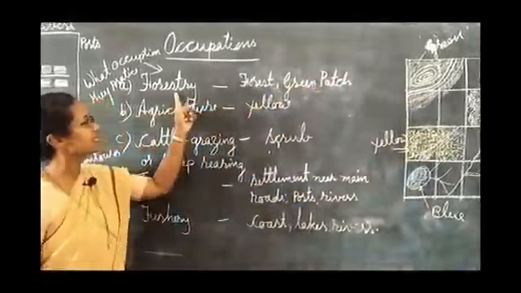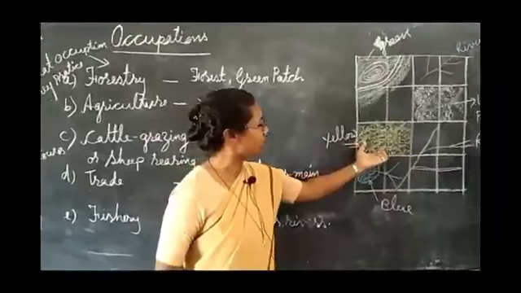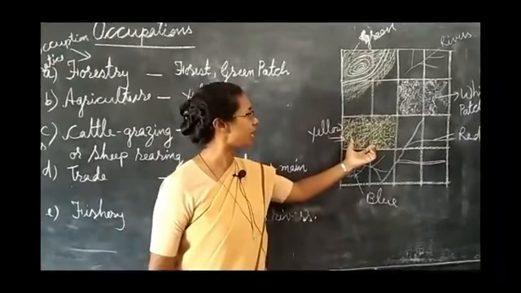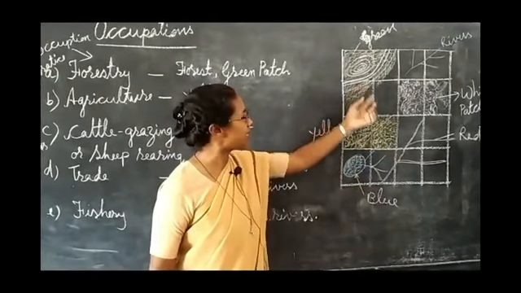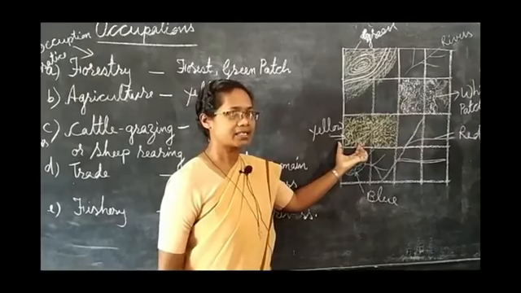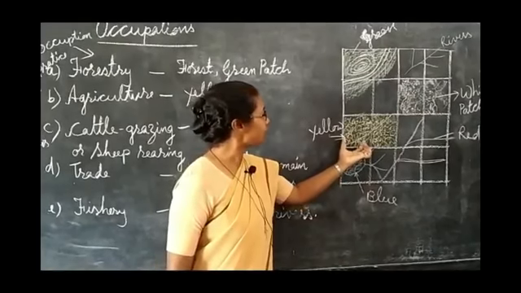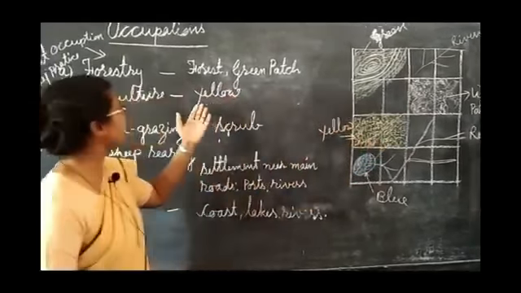The next is agriculture. Students, you can see in the map the yellow color. Also you may see the contour lines not close to each other but apart from each other. So these yellow patches are seen in the flat, fertile areas. Therefore their occupation will be agriculture, the cultivated land.